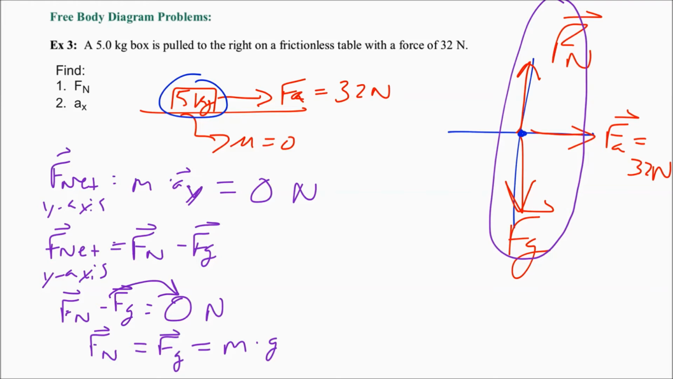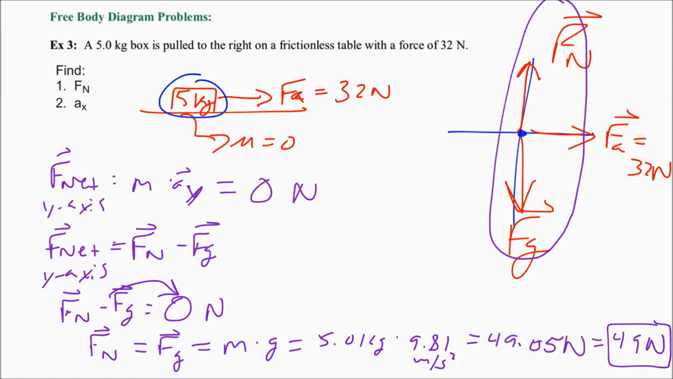That means we can plug in our 5 kilograms times 9.81 meters per second squared, and we get 49.05 newtons. Okay, now let's see. With sig figs, there are 2 sig figs in the mass, so that means our answer can only have 2 sig figs, so we end up with 49 newtons as our normal force. So that's the answer to question number 1 there.